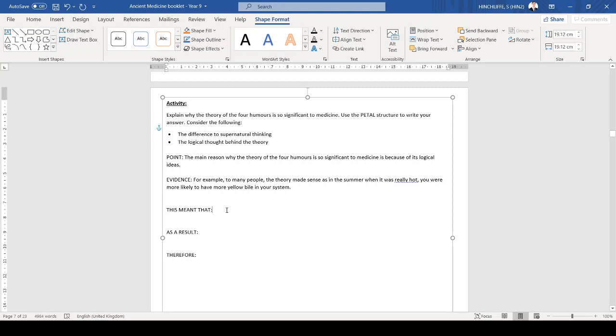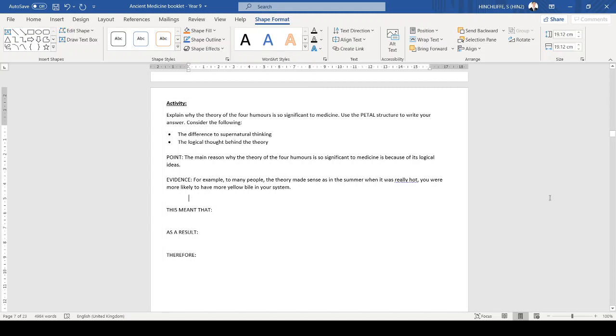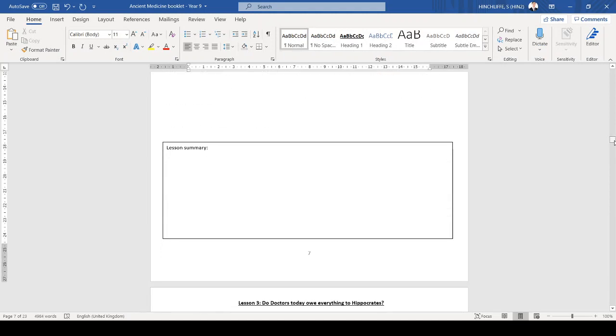As a result, and explain, and so on and so forth. And therefore, just explaining why it's so logical. You don't have to do that example. You can do another one. The idea that it made more sense than supernatural thinking. But just try to provide as many examples as you possibly can.